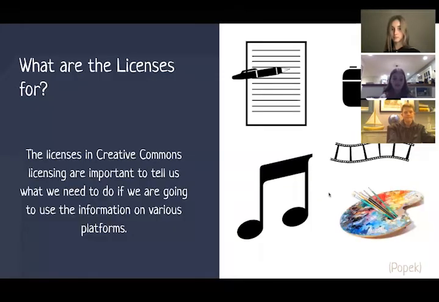What are licenses for? Licenses are designed for writings, art, photos, music, films, websites, and other things that could be stolen from the web or the internet. Licenses in Creative Commons are important to tell us what we need to do if we are going to use the information on various platforms.